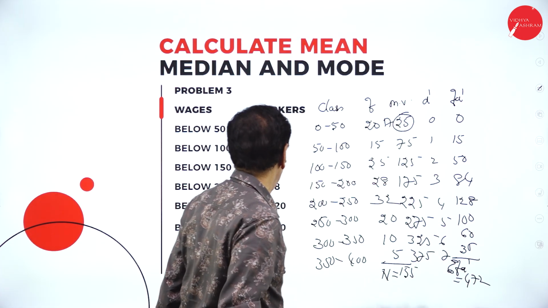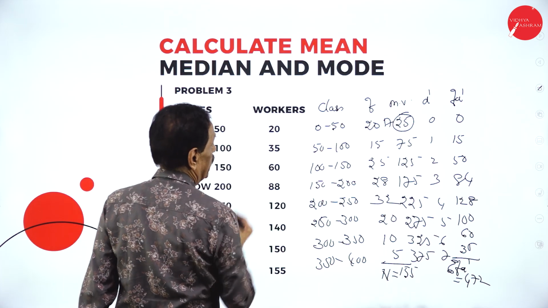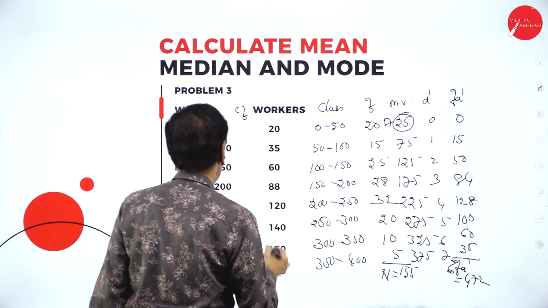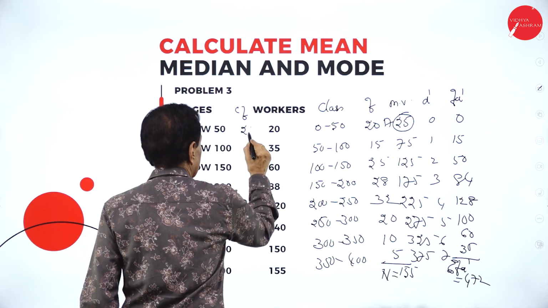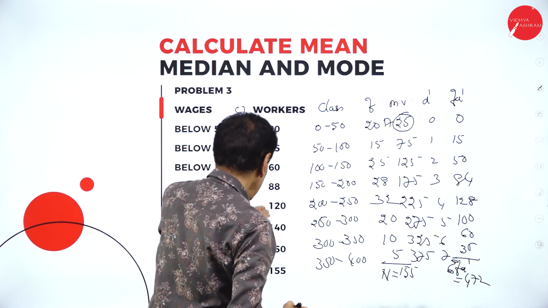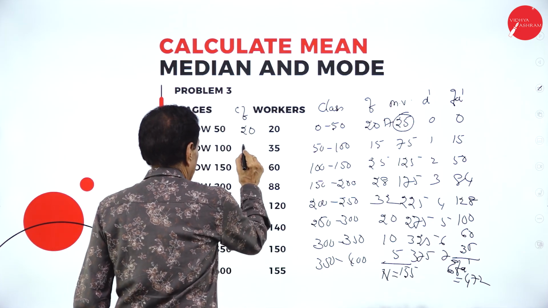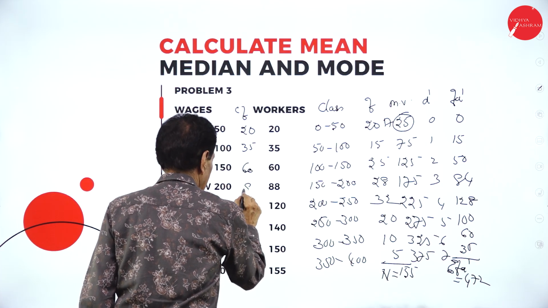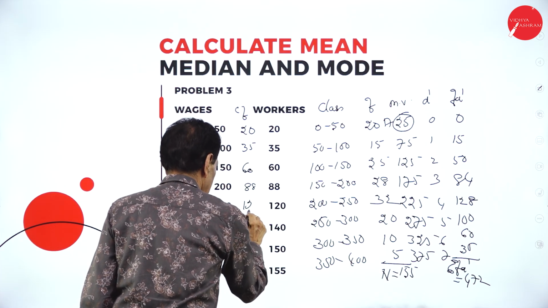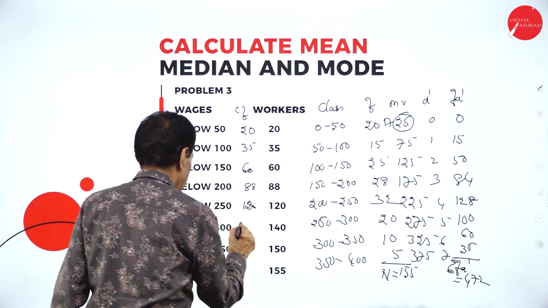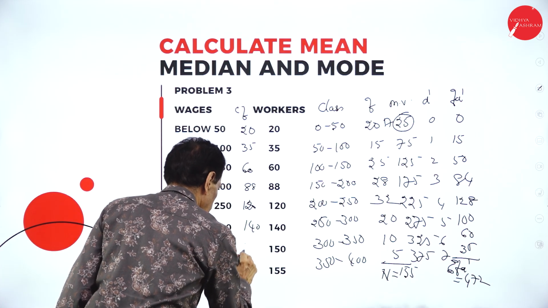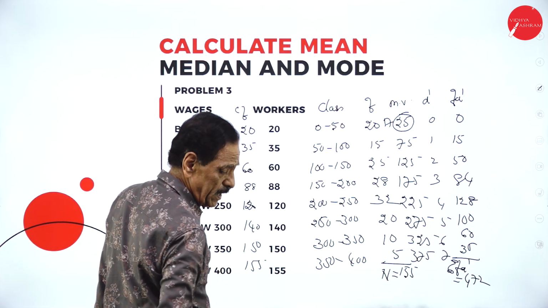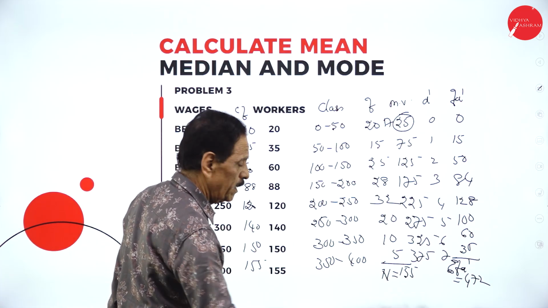472. Now you have to make the CF here. Here, frequency there, you make the CF. What is the first frequency? 20. Here, this is your CF: 35, 60, 88, 120, 140, 150, 155. Given is the frequency. Okay, we'll move on to the problem now.